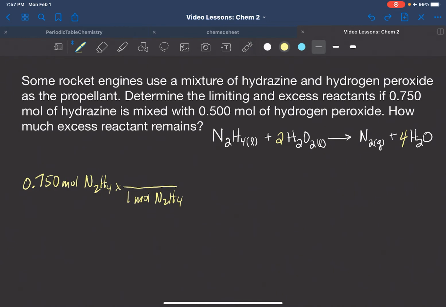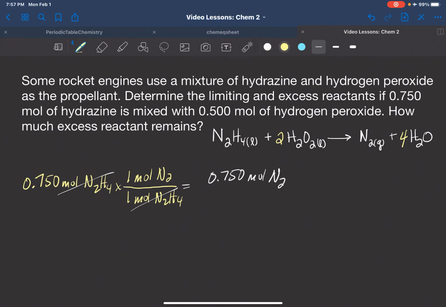And we can see here that in this reaction, 1 mole of hydrazine will yield 1 mole of the nitrogen gas. So you can see that unit cancels out, and when that does, we essentially have 0.750 moles times 1 over 1, which is basically going to be 0.750 moles of N2.